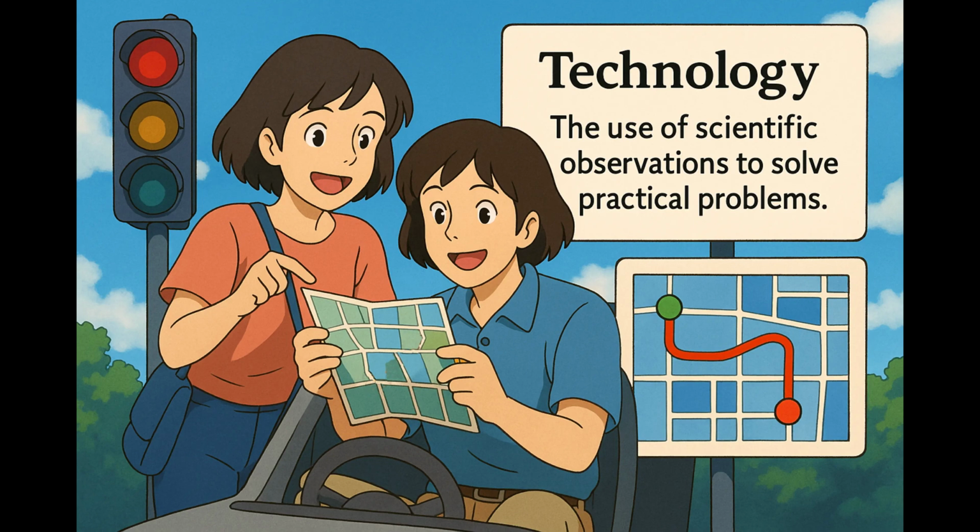Just as you'd observe traffic patterns over time to determine the quickest route, scientists gather observations from the natural world to identify trends and develop effective solutions to real-world issues, like using weather data to predict storms.